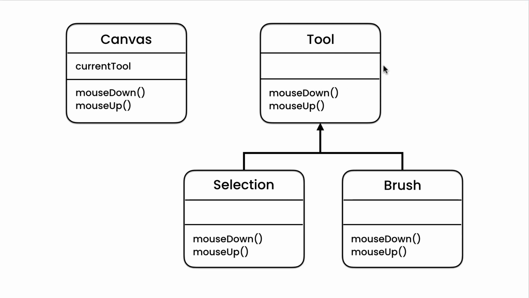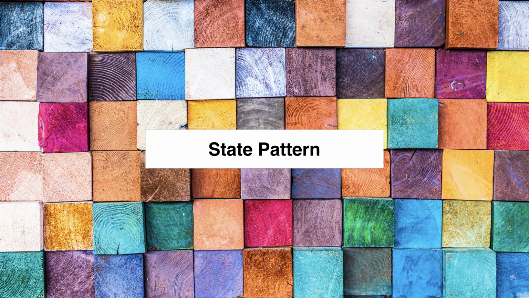So we introduce new classes like selection and brush. And in these classes, we're going to implement the logic for mouse up and mouse down events. Now, our canvas class is going to work with the abstract tool class. It doesn't care about any specific tools, but it will behave differently depending on the specific tool that we give it at runtime. And this is what we call the state pattern, because the state pattern allows an object to behave differently when its state changes.